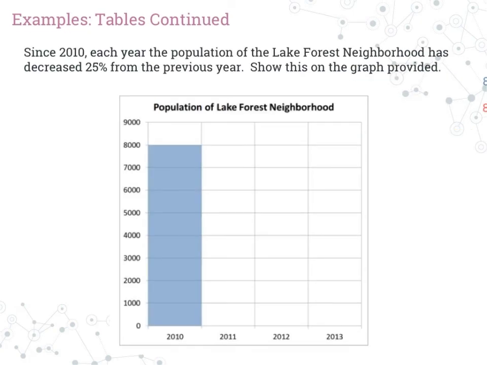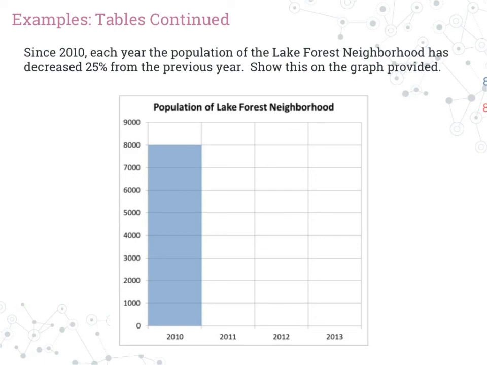So the last problem we have says, since 2010, each year the population of Lake Forest neighborhood has decreased 25% from the previous year. Show this on the graph provided. So they gave us 2010. We need to figure out 2011, 2012, and 2013. So again, this time they gave us the percent of decrease, and we've got to figure out how much it's gone down by and then fill in what is the amount.